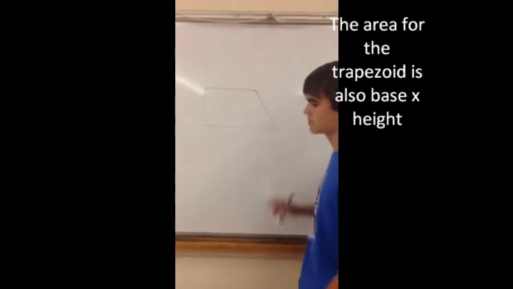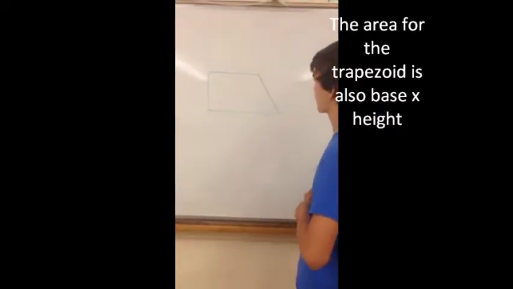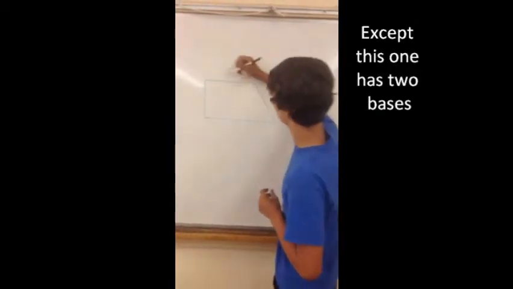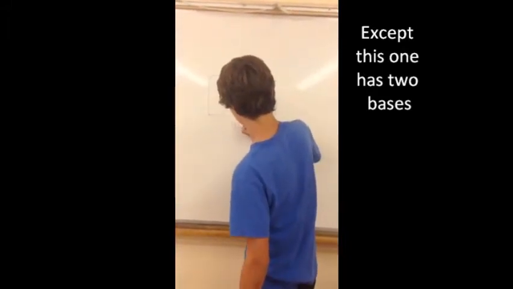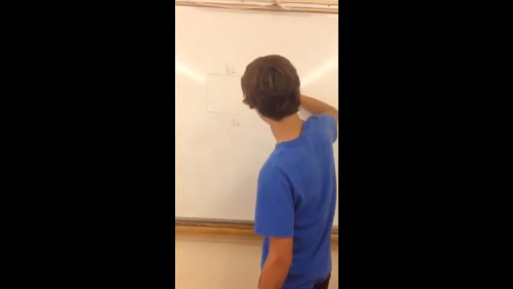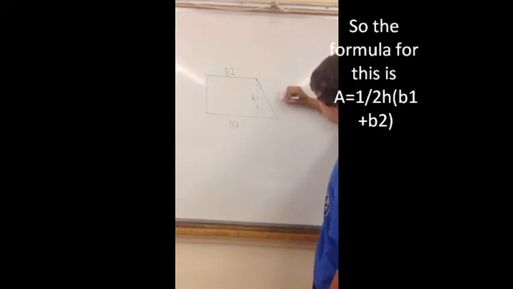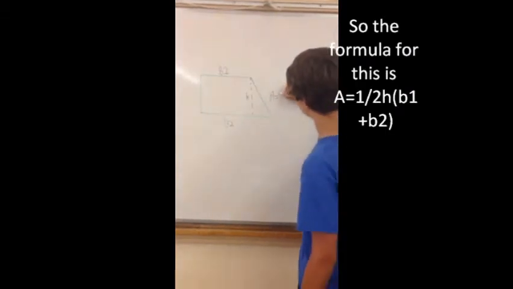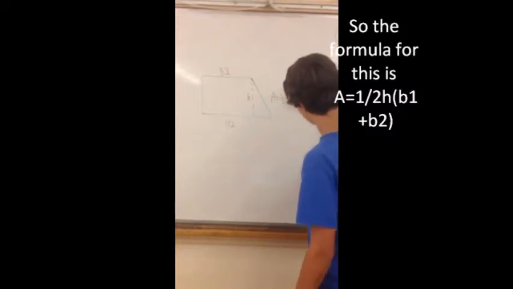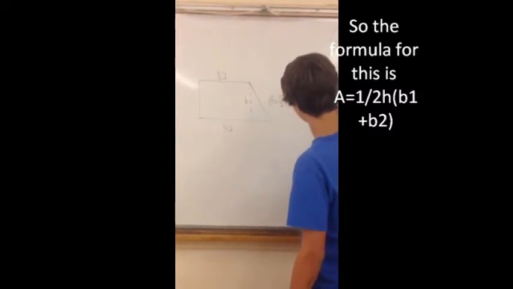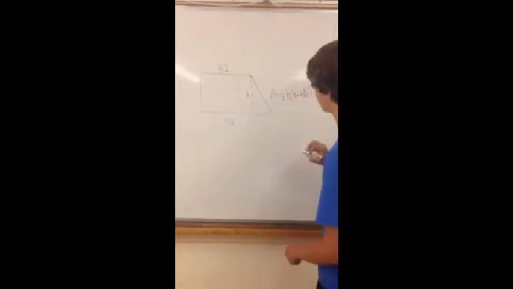So the area of a trapezoid is also A equals base times height, except there's two bases, base 1 and base 2. And this, of course, is the height. So that formula is A equals 1/2, remember, 1/2 height times base 1 plus base 2.